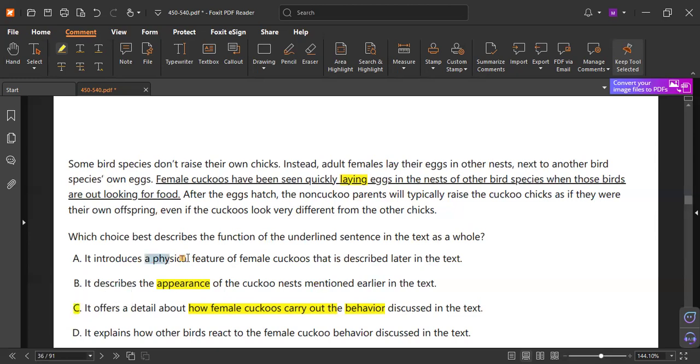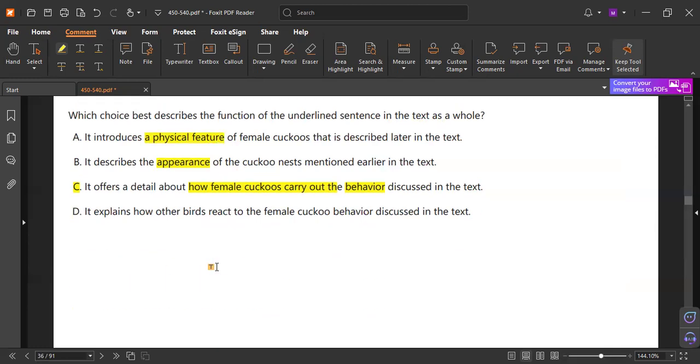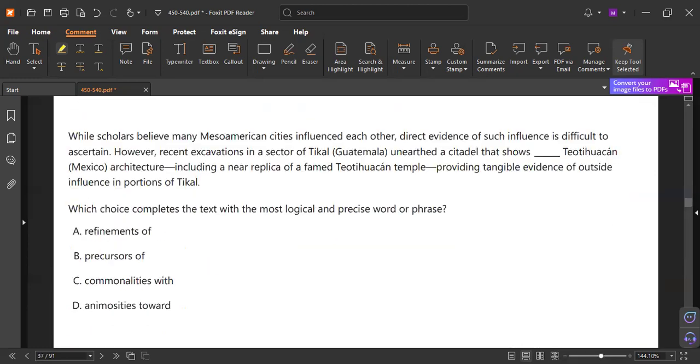Of course, here the others are wrong. It does not mention physical feature. Okay, what is the next?